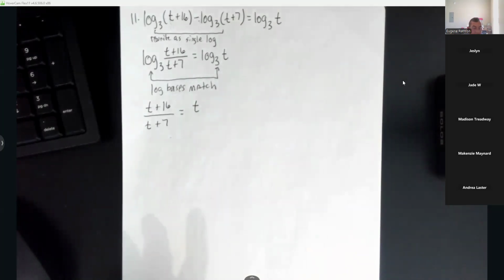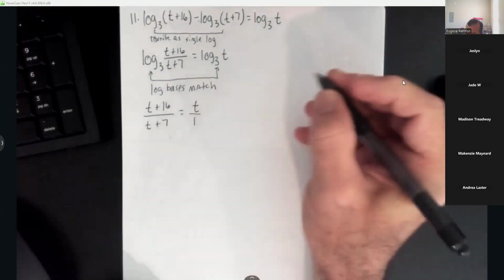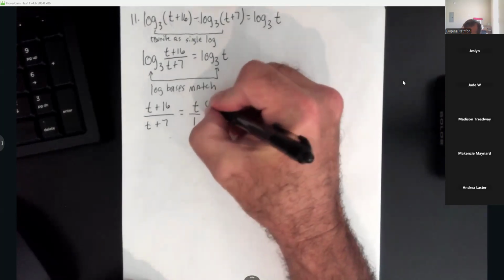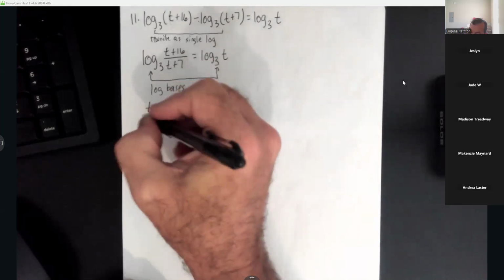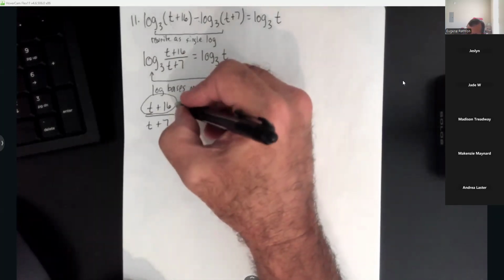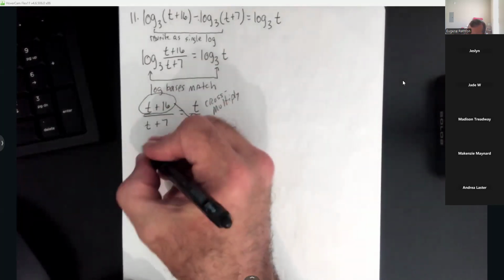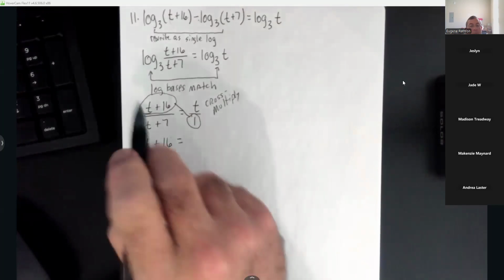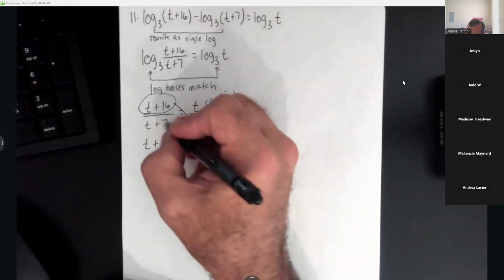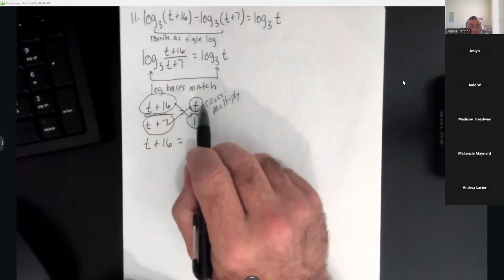Now, this kind of problem is why we were teaching y'all how to cross multiply. So what I would do, I'm going to put a 1 on the bottom, and I'm going to cross multiply this. Remember, this top gets multiplied by that bottom. So t plus 16 times 1 is t plus 16. That's one side. Now the other side is going to equal this t plus 7. Both of them are going to get multiplied by that t.